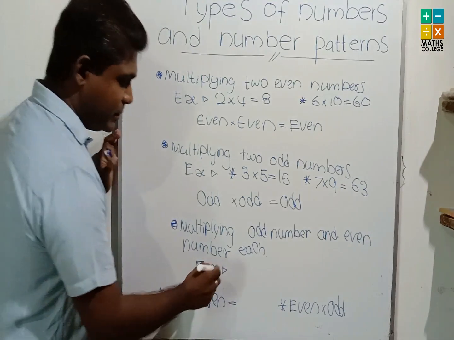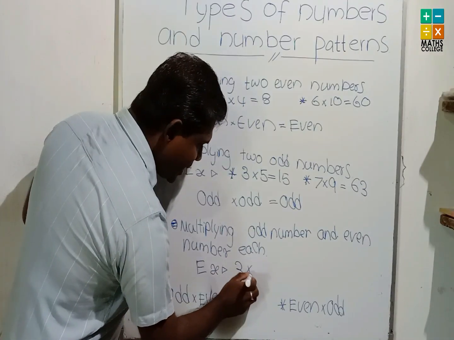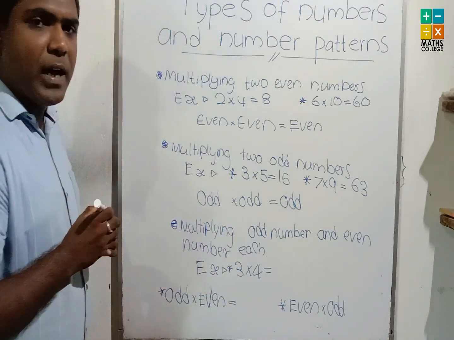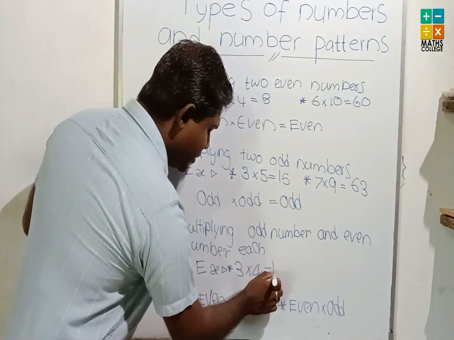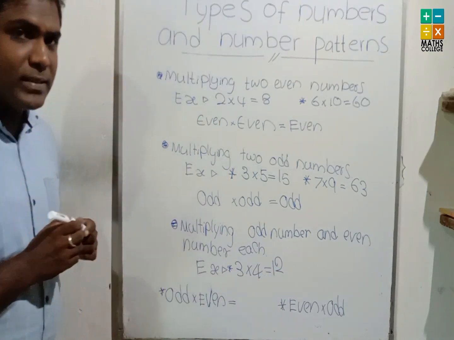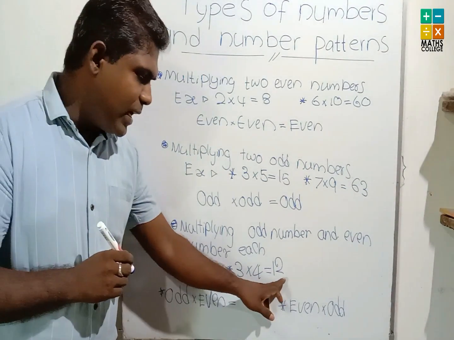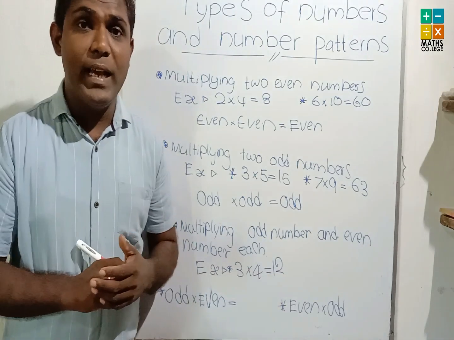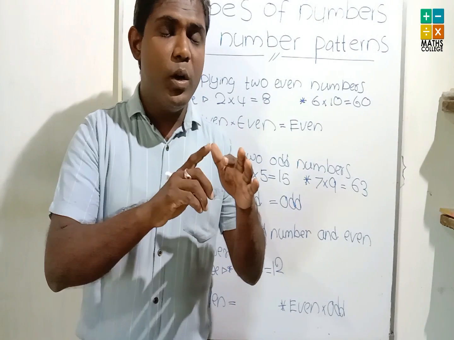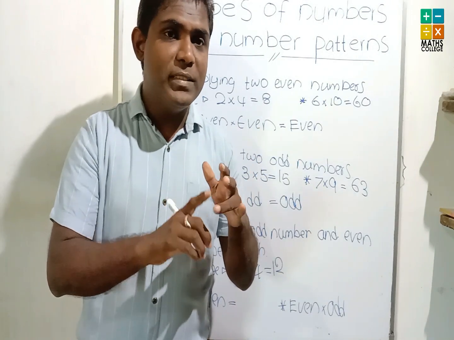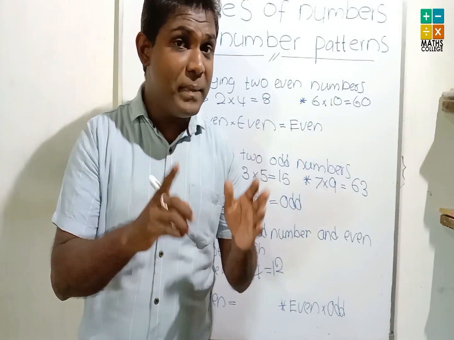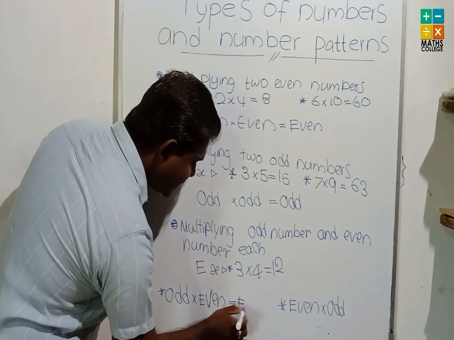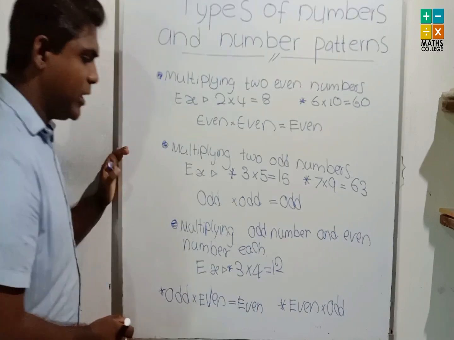Example, odd and even. Odd is 3, even is 4. 3 multiply 4 is 12. 12 is an even number. Why? The last digit is 2. When the last digit is 0, 2, 4, 6 or 8, that number is called an even number. Therefore, the answer is an even number.